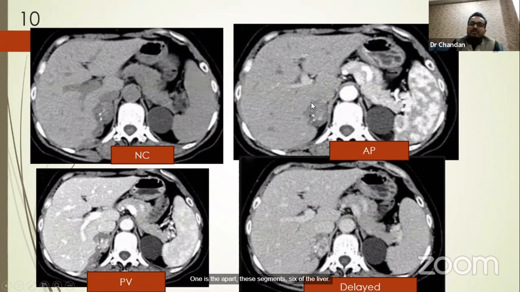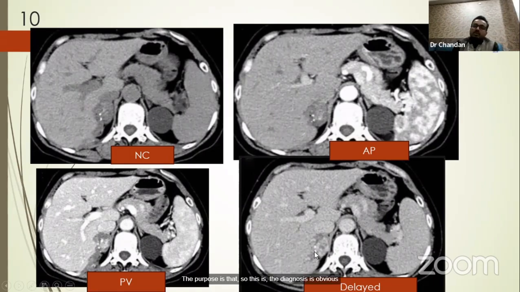Only the upper segment 6 of the liver is seen, and in the arterial phase it shows peripheral and centripetal enhancement. In the portal venous phase, there is an increase in the enhancement size, and in the delayed phase it almost completely fills the lesion. Apart from this, there is another lesion seen in the left adrenal gland, but we are concerned only with the right adrenal lesion, so I'm showing arrows for this right adrenal lesion.